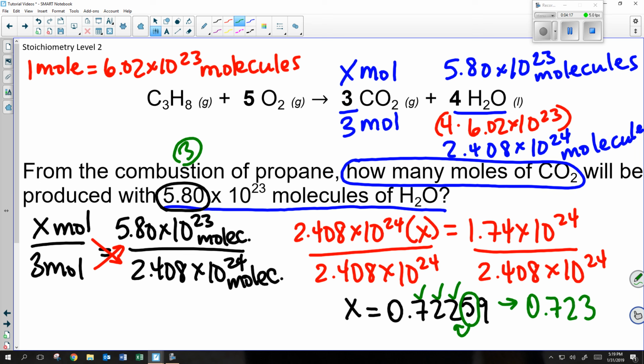So my answer becomes 0.723. To determine my units needed, I go back to this original question. How many moles of CO2? So my answer, 0.723, represents moles of CO2. And that is my final answer for the number of moles of CO2 produced when 5.80 times 10 to the 23rd molecules of H2O react.